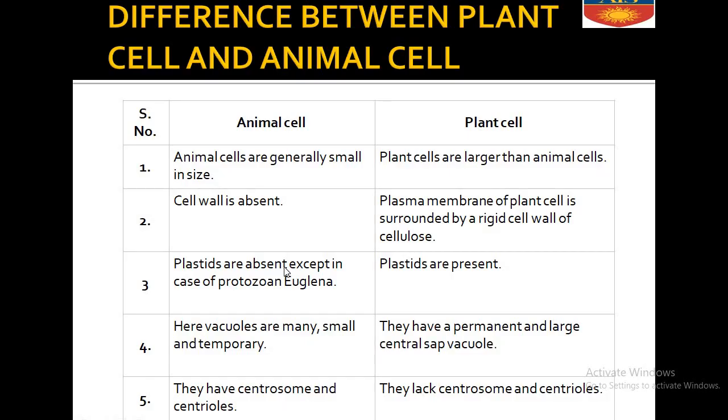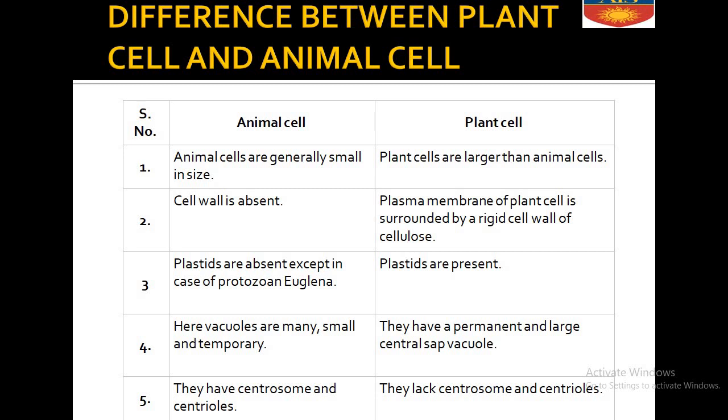So let's start. First, let us recapitulate the difference between plant cell and animal cell. In the last video, we read about the organelles. So from these organelles, what do we learn? What is the difference between the plant cell and animal cell? The animal cells are generally small in size. Why is it small in size? Because it is many in number. Whereas the plant cells are larger than animal cells because they are fewer in number as compared to animal cells.